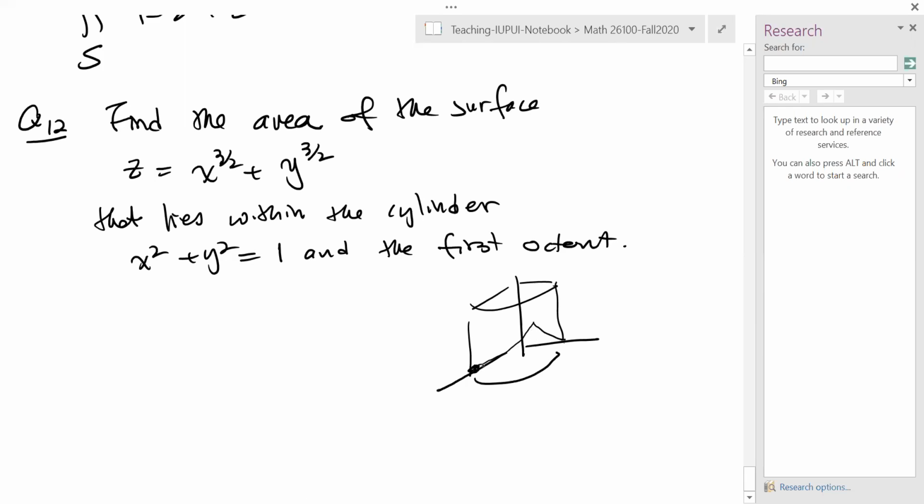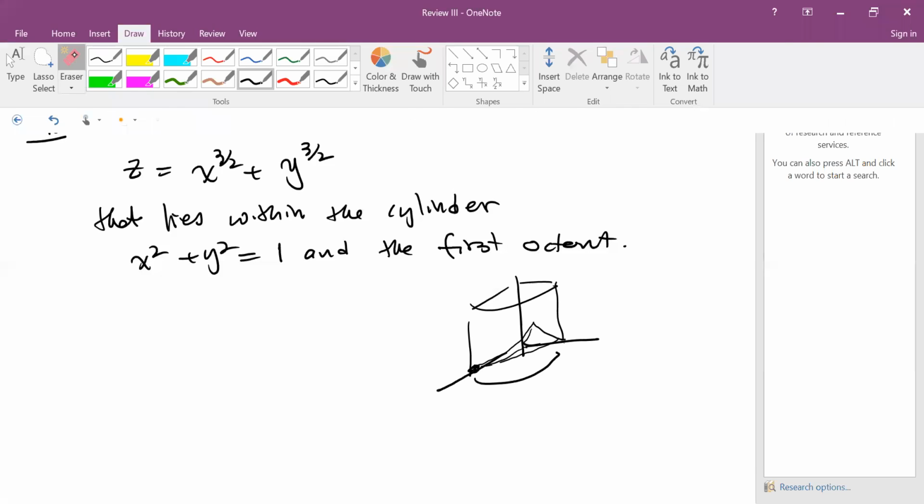It's harder to draw it, but when x equals 0, y equals 0, okay? No, my drawing is wrong. Okay, I need to redraw it.